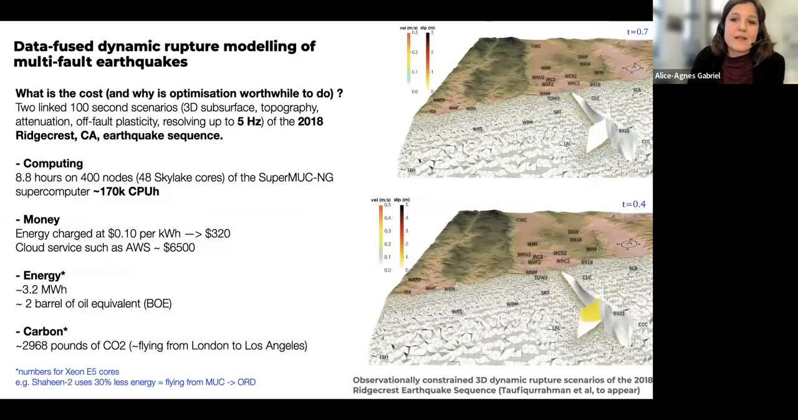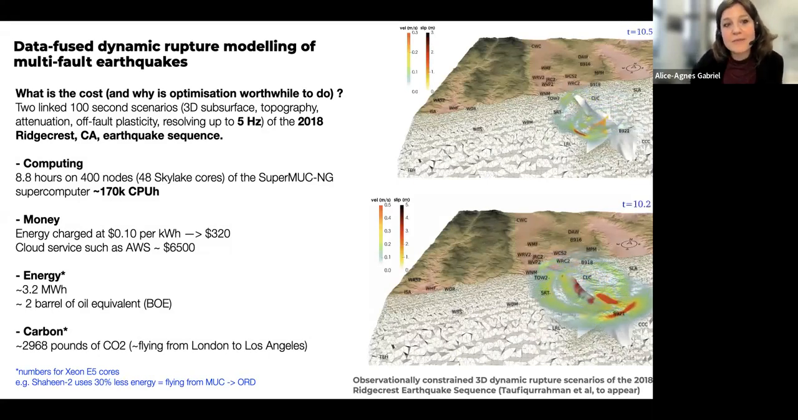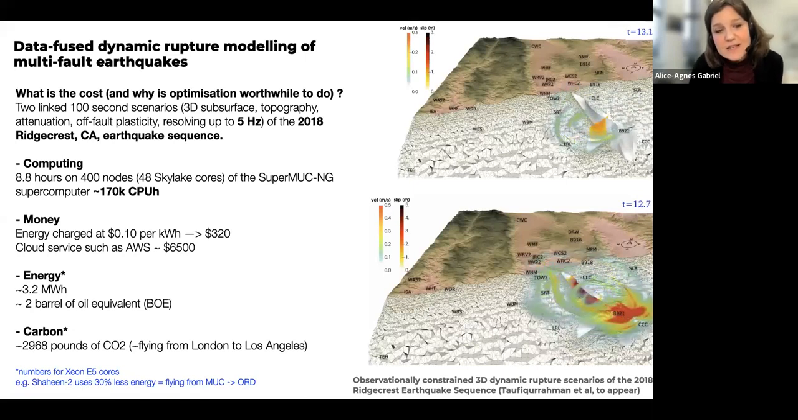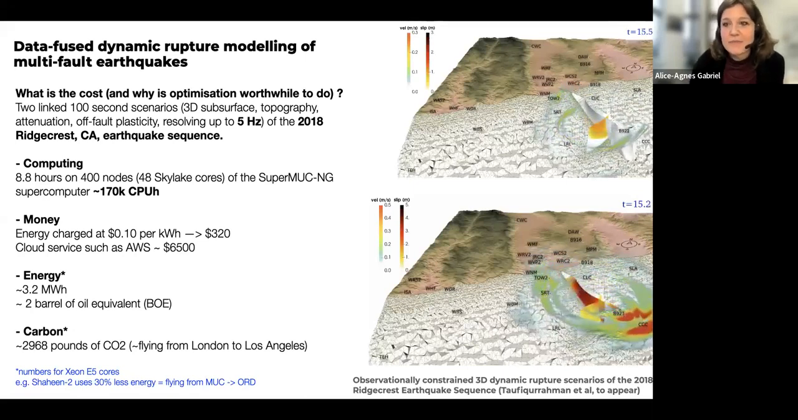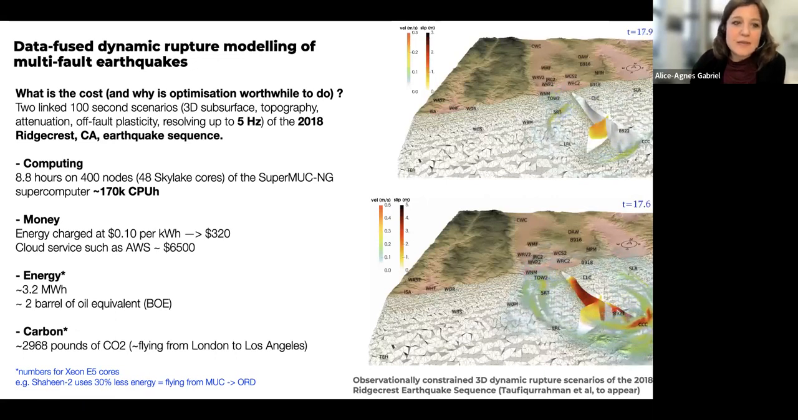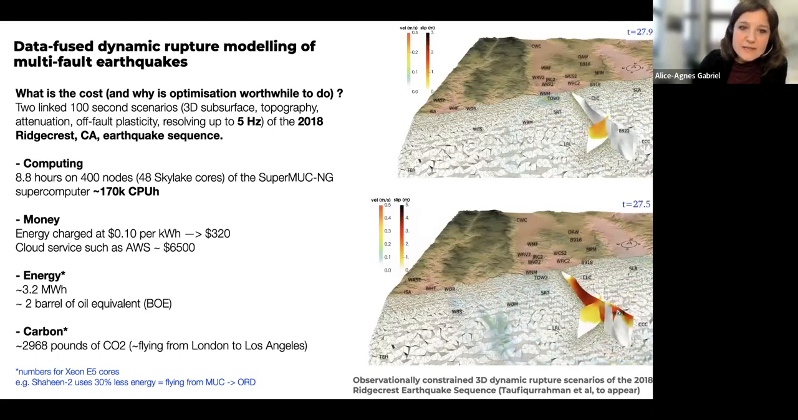Okay, here's another motivational slide of why optimization or thinking about optimal computational methods is worthwhile to do. So this is one of the most expensive simulations I could come up with to motivate that. That is two linked 100-second scenarios of the Ridgecrest earthquakes. And we're including here 3D subsurface structure, topography, viscoelastic attenuation, off-fault plasticity. And we want to, say, resolve up to 5 Hertz in the seismic wave field, and maybe also include a damage zone around the faults.